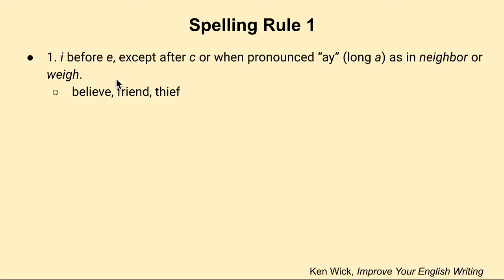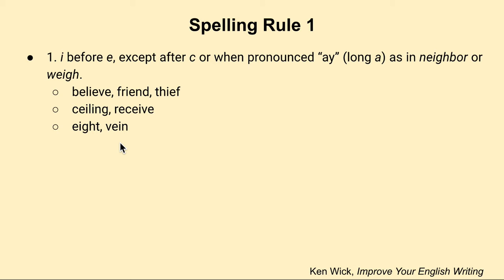So here's some examples. So I before E, except after C. So here's I before E. There's no C. Believe, friend, thief. Now we have it reversed. So now we have E and I. So with I before E except after C: ceiling, receive. There's other examples. And then, or when it's pronounced like A: eight, vain. It sounds like a long A.